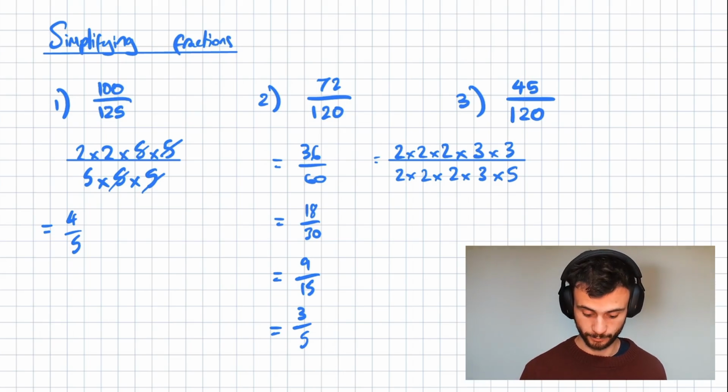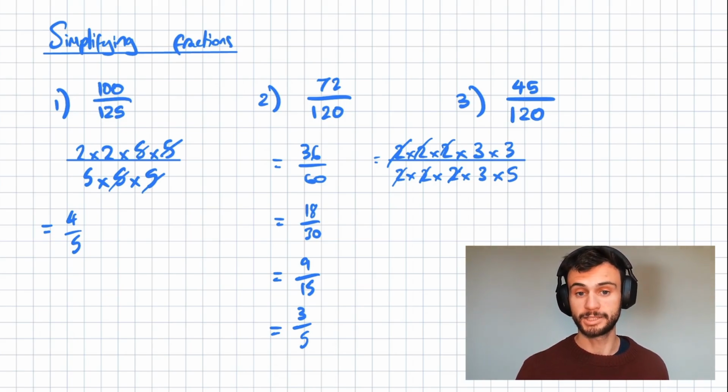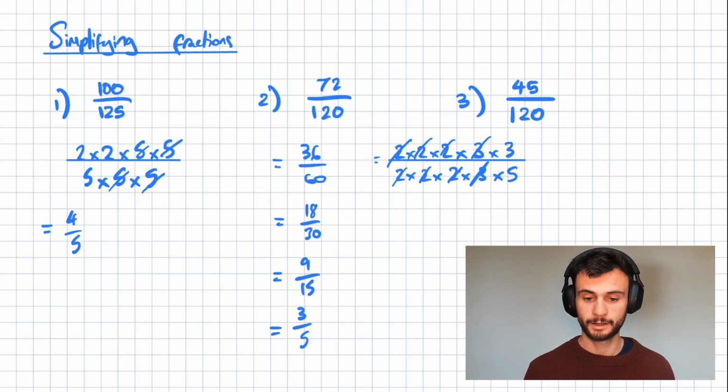So basically what we're doing, we divide by 2, we divide by 2, we divide by 2. That's the same thing as cancelling 3 2s, the common factor of 8 on the numerator and the denominator. Dividing by 3, cancelling the common factor of 3 on the numerator and the denominator. So that's what's going on here.